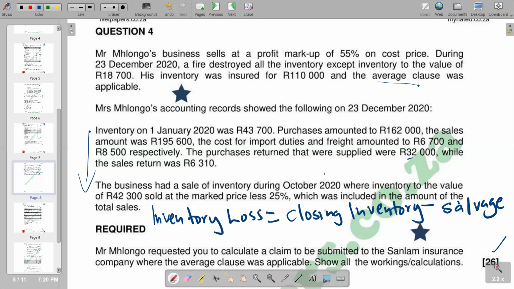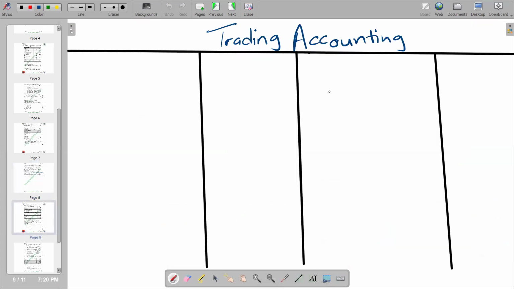So the closing inventory, we are going to calculate it in the trading account. According to our trading account, remember on the debit side, we are supposed to have our opening inventory. We are also supposed to have our purchases on the debit side, and any transport costs in terms of import duties, any carriage inwards, freight on purchases should be on the debit side. And obviously, gross profit also should appear on the debit side. Then on the credit side, we are going to have our sales, and then the figure for our closing inventory should be on the credit side.